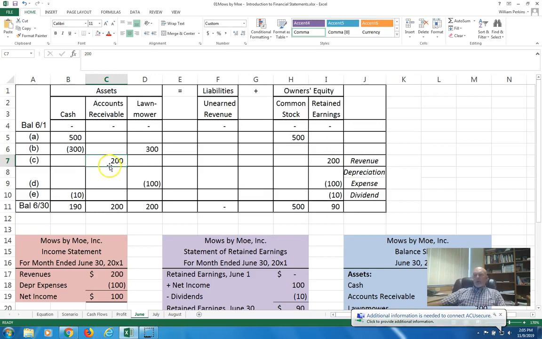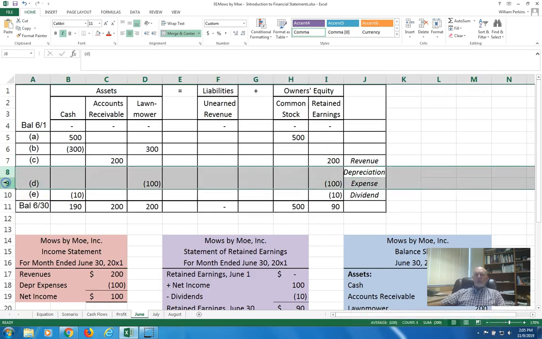At the end of the month, we only did that 1 yard, and so now we need to recognize the fact that 1/3 of that lawnmower has expired. So we're going to subtract $100 from the asset lawnmower, and that portion that has expired now belongs to the past. We call that an expense. The expired portion is an expense. So we're going to subtract depreciation expense, again under retained earnings.